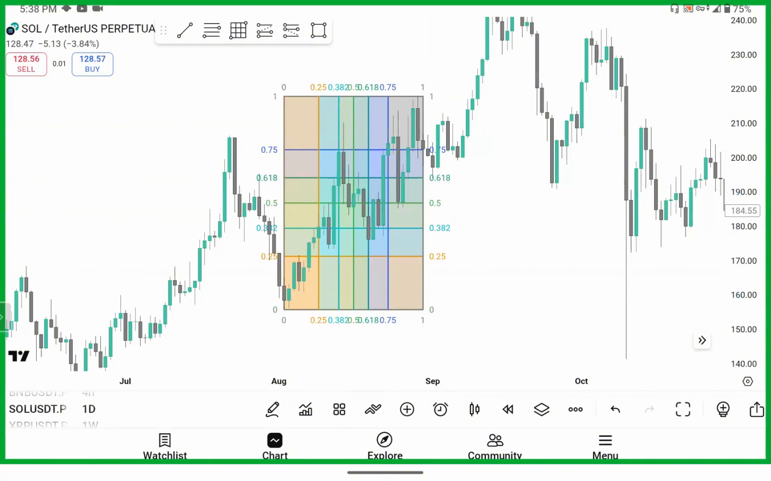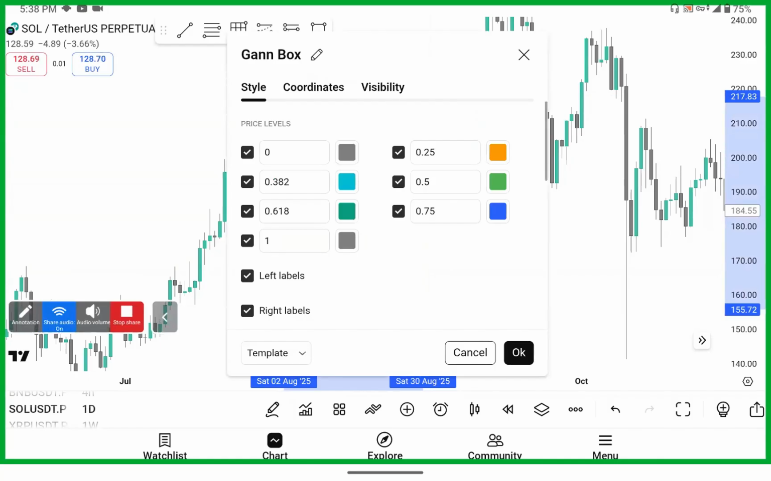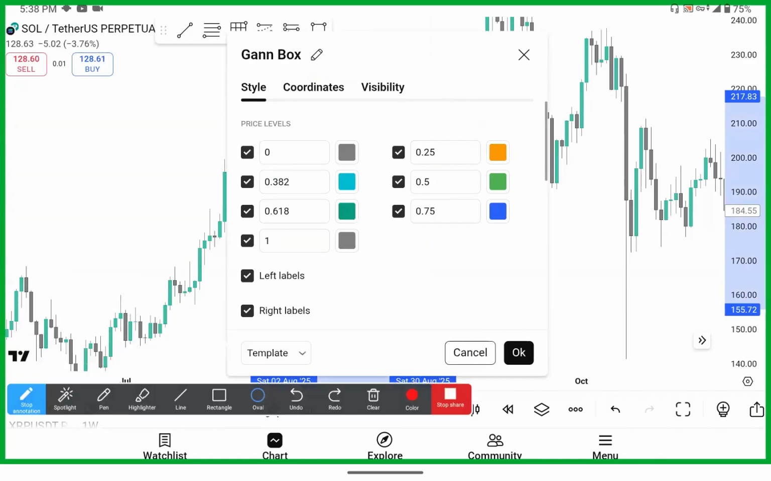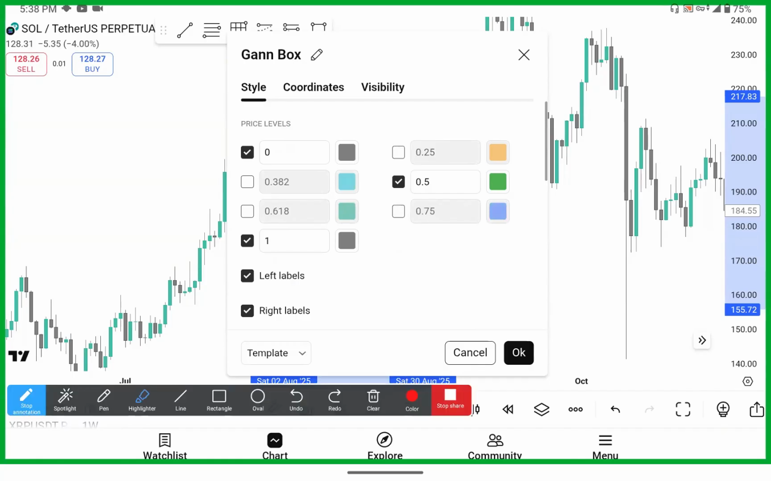You double tap on it, then you untick the other levels. The only levels we shall need are 0, then 0.5, and 1. Those are the only levels we need, so the others we untick. We shall untick all others. You see? So you will leave only those three.